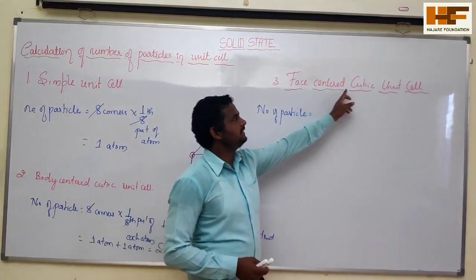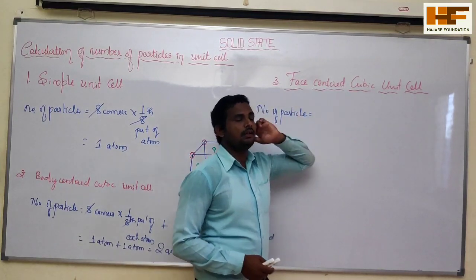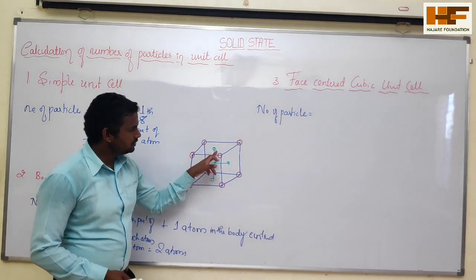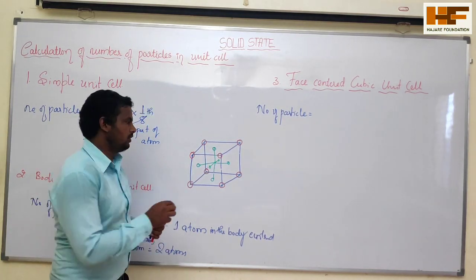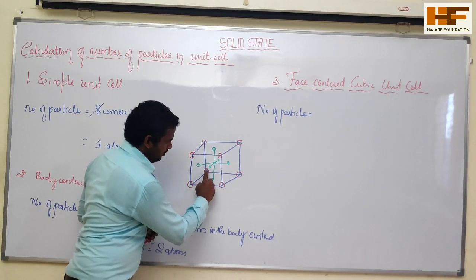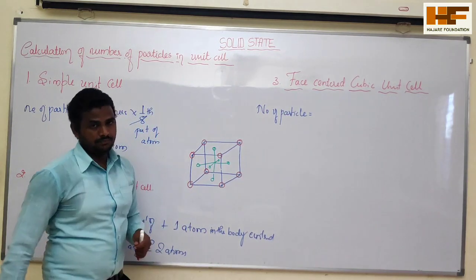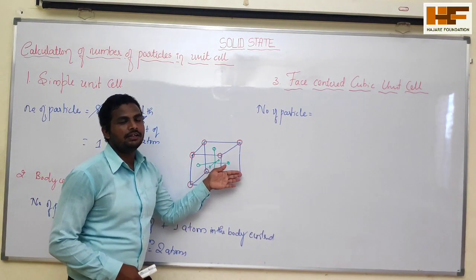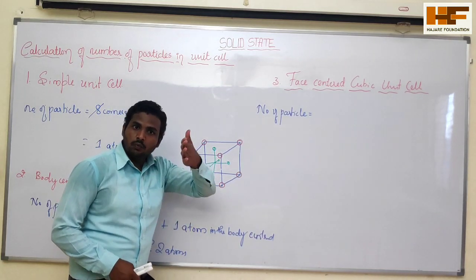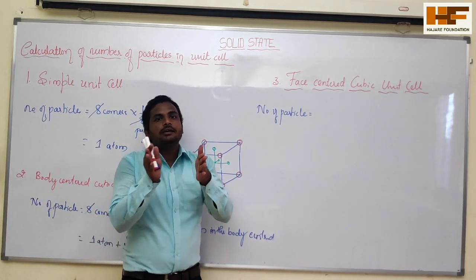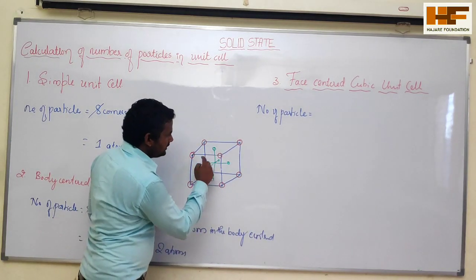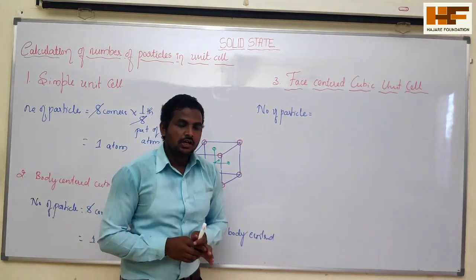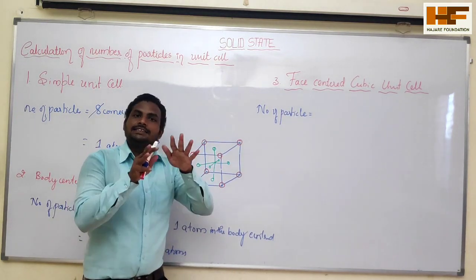Come to the face centered cubic unit cell. So in this, the number of atoms present: the constituent atoms are present at all the 8 corners, 1 2 3 4 and below 5 6 7 and 8. Not only this, in face centered all the faces are having one atom. There are 6 faces, 1 2 3 4 and above 1, below 1. So in all the 6 faces we are having 6 atoms.